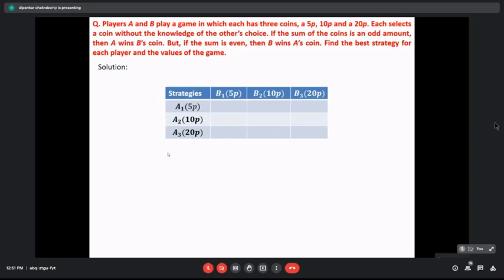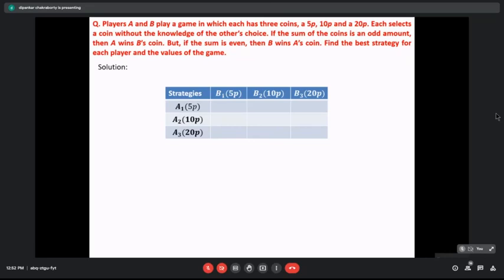If the sum of the coins is an odd amount, then A wins B's coin. That means A will get B's coin. If the sum is even, then B wins A's coin. Find the best strategy for each player and the value of the game. Is the question clear to all of you? Okay. Now first come to that.